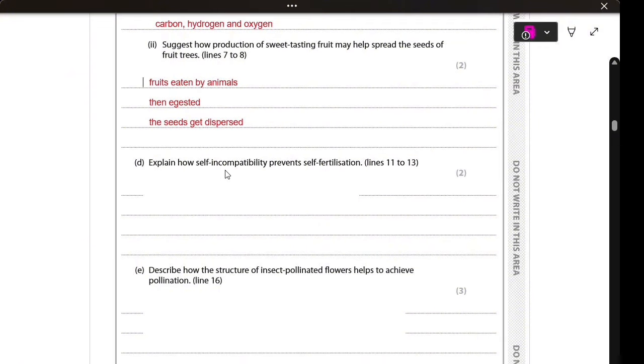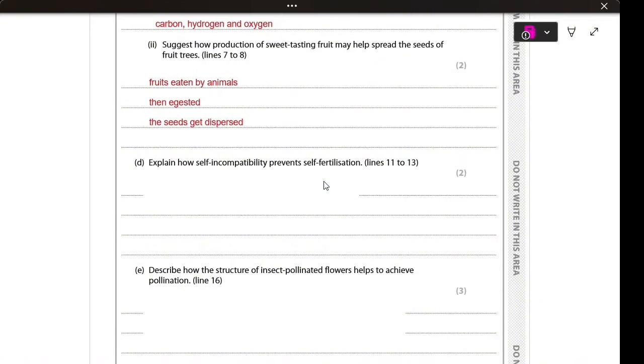Explain how self-incompatibility prevents self-fertilization. So we know, as we have read in the passage from line 11 to 13, that they cannot fertilize themselves. So it happens due to the pollen, which cannot grow a pollen tube. So the male nucleus cannot go down and fuse with the ovary. Thus, no fertilization occurs.